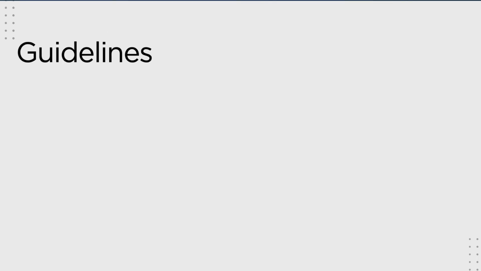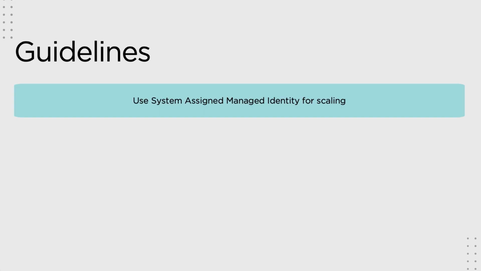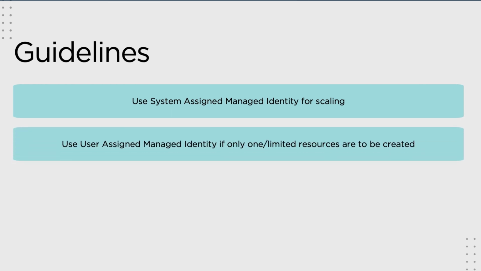So what is the guideline to use each type of identity? Use user assigned managed identity for scaling, especially when you have too many resources that need access to a particular resource. And use system assigned managed identity if you have only one resource that needs access to another resource.